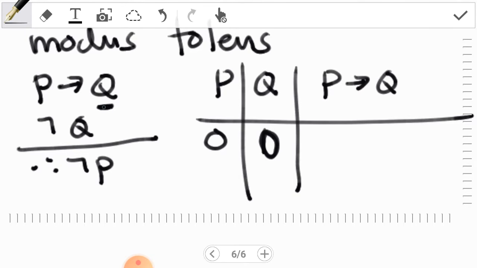Since Q is false, P must be false. Because, go back here. If Q is false, P cannot be true. Because if P is true, true implies false will be false. Okay? But we want P implies Q to be true. Therefore, for this to be true, P must be false also. So, P implies Q is true. So, go back now to your truth values. P implies Q is true, not Q is true, not P is also true because P gets the value 0. Not P will be true. Therefore, it's a valid argument.